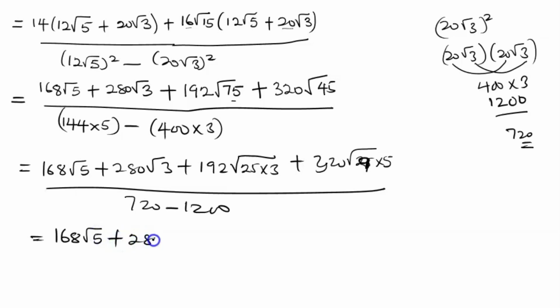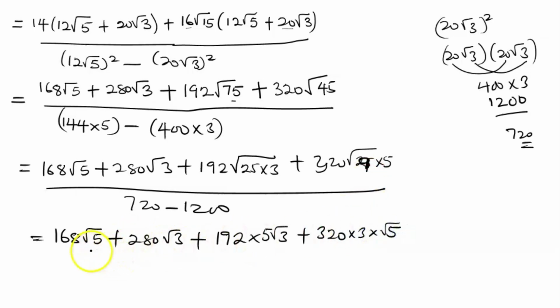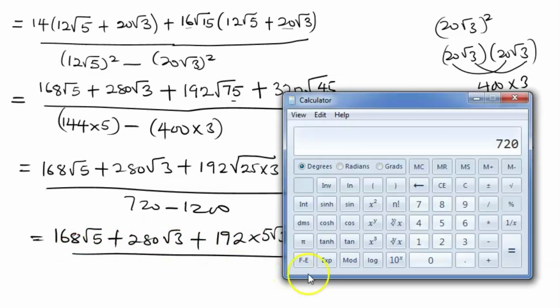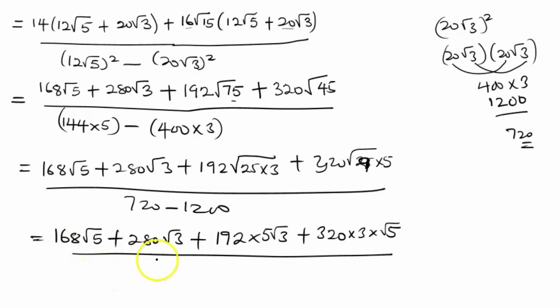plus 280 root 3 plus 192 times, if you bring out 5 it will come out and it will mean 3, plus 320, if you bring out 3 here, times 3 times root 5, that's what you are going to have. Okay, all divided by 1200. I will say minus 1200. Okay, we have negative 480. Okay, so minus 480.